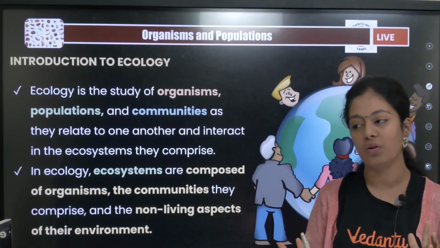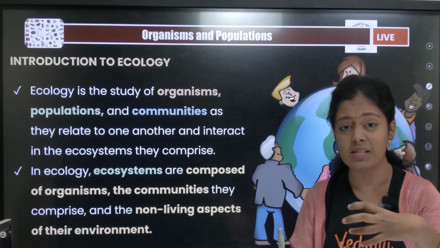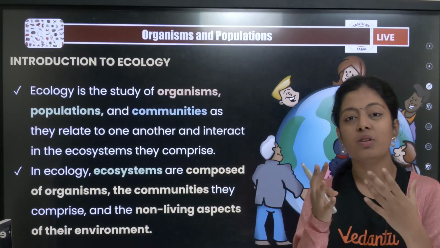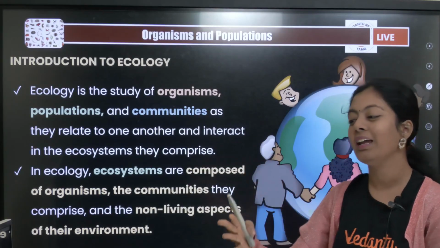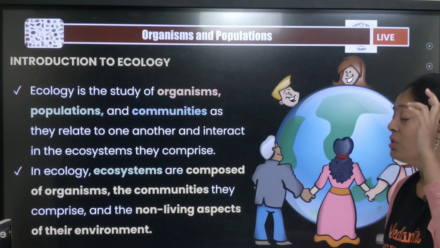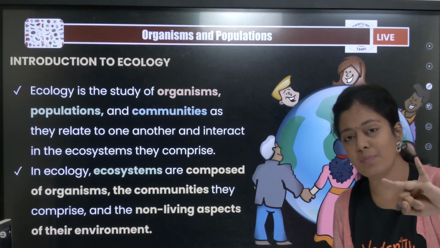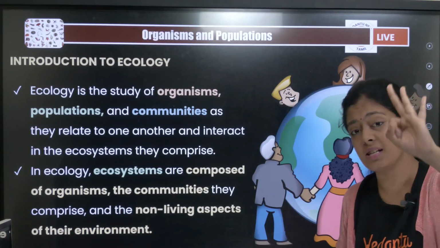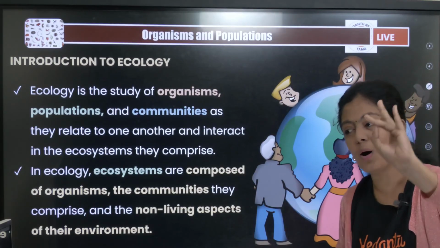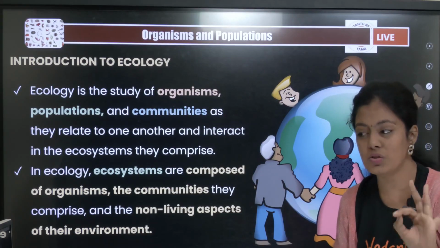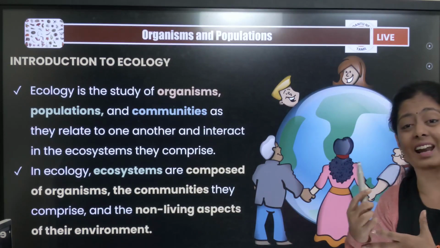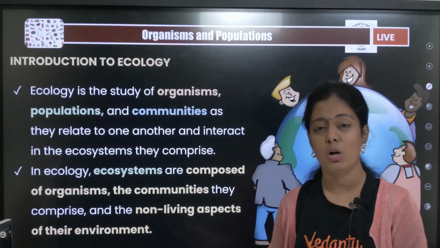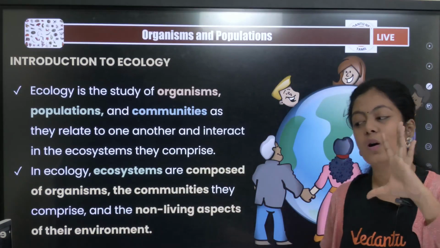What is ecology? It is a study of organisms and their environment. So it's a study of the biotic and abiotic environment. We study organisms, we study populations, we study communities. I will tell you what is organism, population and communities, so please do stay with me. And how they interact with their surrounding environment is what we call ecology.